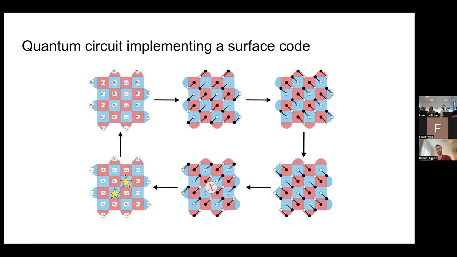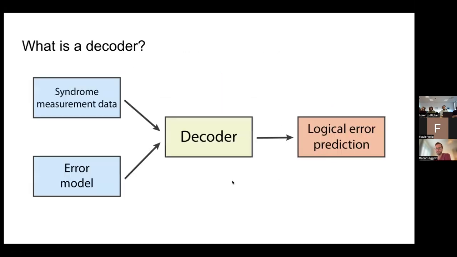The goal of a decoder is to take these measurement outcomes and use them to infer which errors could have occurred, to correct the errors. This is just a summary of that. The decoder takes in the syndrome measurement data, the measurement outcomes from these ancilla qubits, processed slightly, as well as a model for the noise, some priors for each of the possible error mechanisms that could occur in the circuit. The decoder takes all of this information and then makes some prediction as to which logical error occurred.